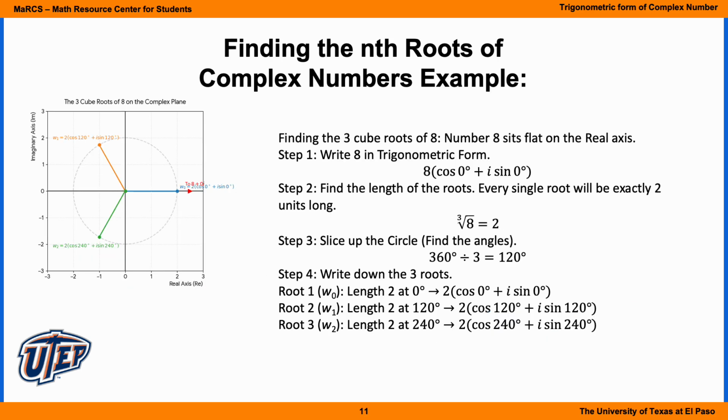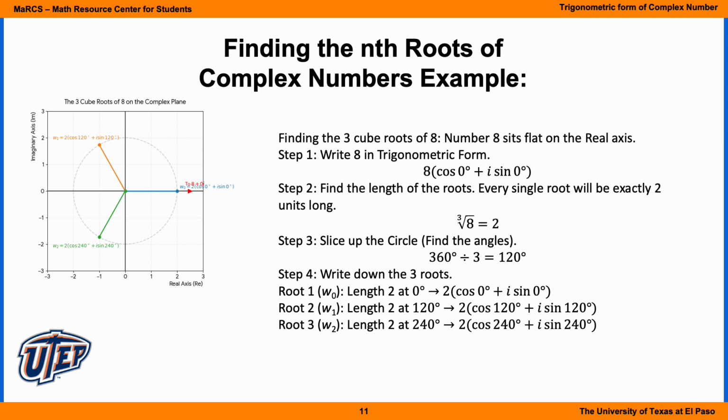So here we're finding the 3 cube roots of the number 8. So the number 8 falls flat on the real axis because there's no imaginary portion. So we can write 8 in its trigonometric form. So that is equal to 8 times the cosine of 0 degrees plus i times the sine of 0 degrees. So we find the length of the roots. So every single root will be exactly 2 units long because the cube root of 8 is equal to 2.